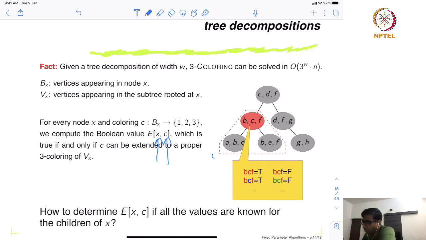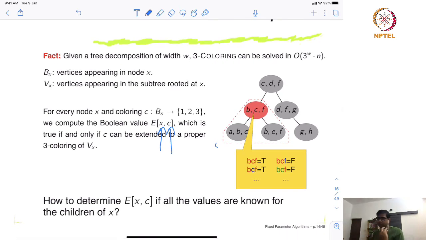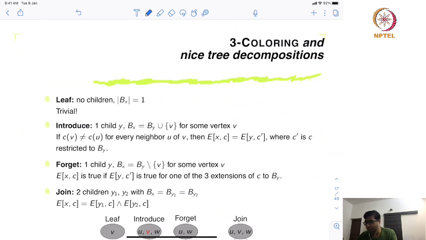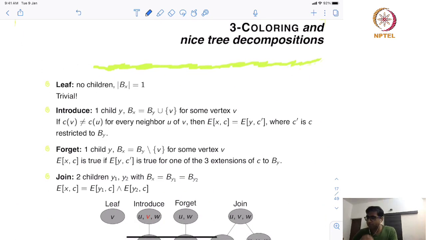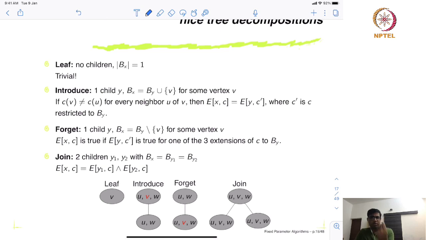Okay, so now the question is, you are given the values for the children, how will you determine the E of XC for a particular bag or particular node? That is very easy, because if there is no children, you are a leaf, then what are you going to do? Very simple, you look at a particular coloring. If it is 0, so the particular coloring is going to assign either 1, 2 or 3, and that's trivial.